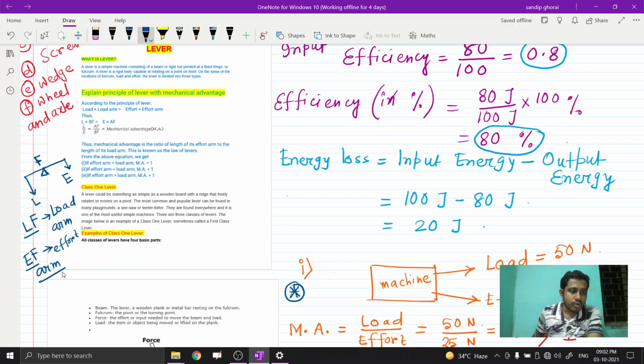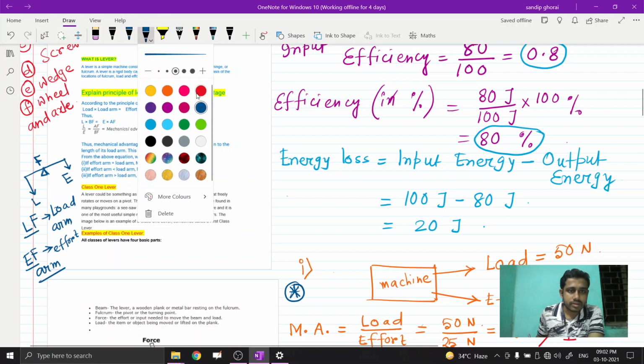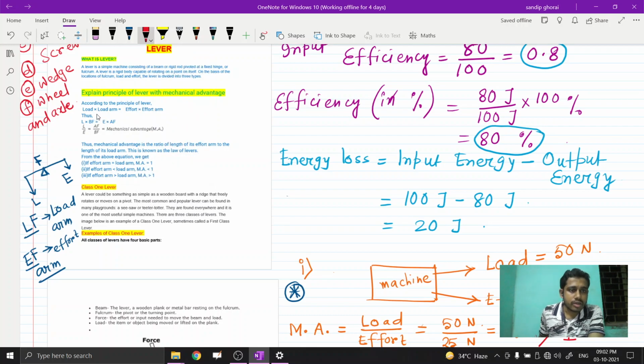Now, what is the principle of lever with mechanical advantage? In general, the principle is: load into load arm is equal to effort into effort arm. That is the simple principle of a simple lever.